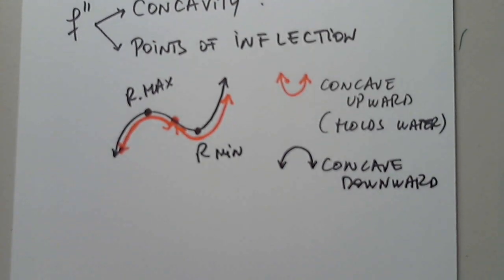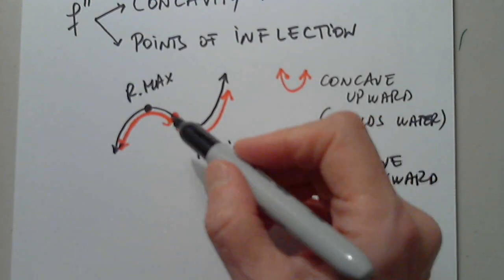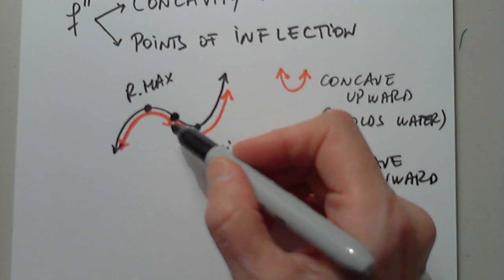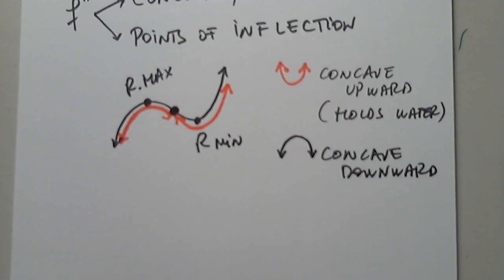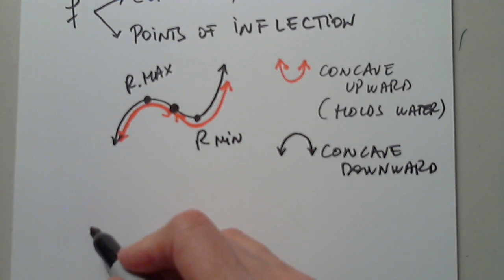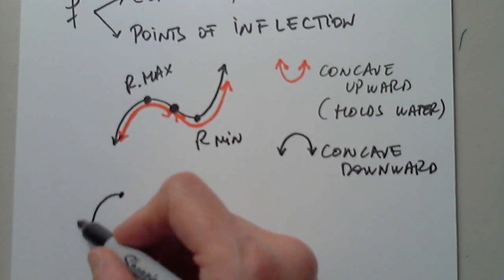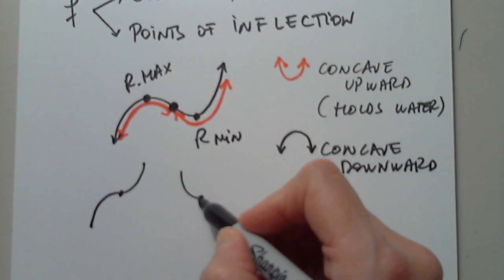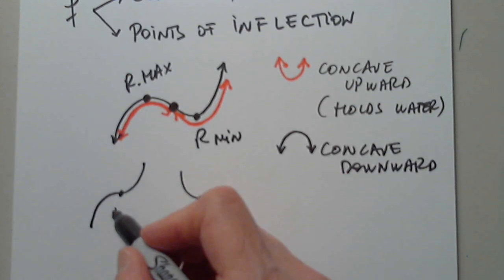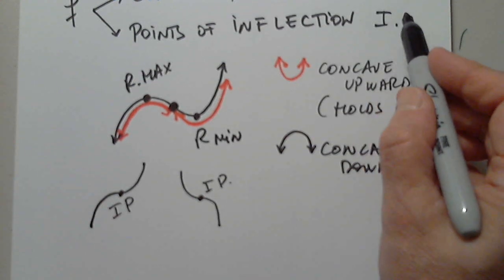It doesn't hold water. When it changes concavity, it has a point of inflection, of course, if the function exists there and so on and so forth. So this is a point of inflection, either when the function changes from opening down to opening up, or from opening up to opening down. This is called an IP, inflection point.